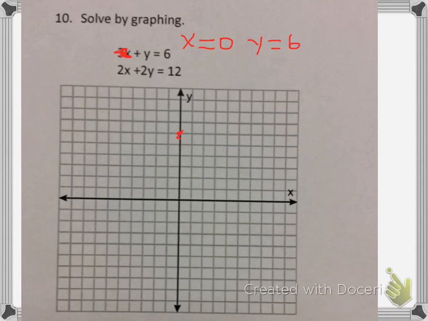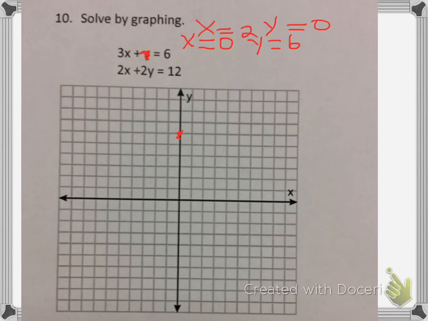And then I would do the same thing with my y value. I would set my y value equal to 0 up here in this top equation, which means the y would be gone, and I'd have 3x equals 6. Well, I know 3 times 2 is 6, so my x value would be 2.